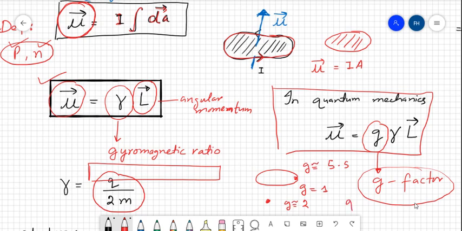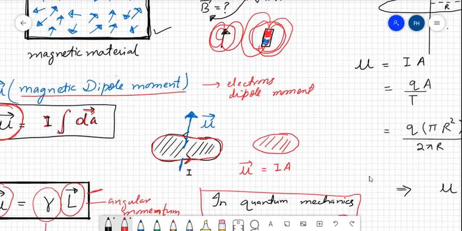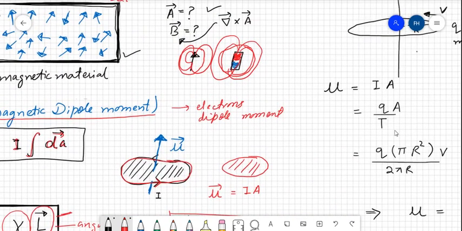And similarly for neutron, g will be equal to minus 3.8, almost equal to minus 3.8. So in quantum mechanics, this is the relationship between the angular momentum and the magnetic dipole moment. Now I will derive this quickly, this relationship in the classical domain.